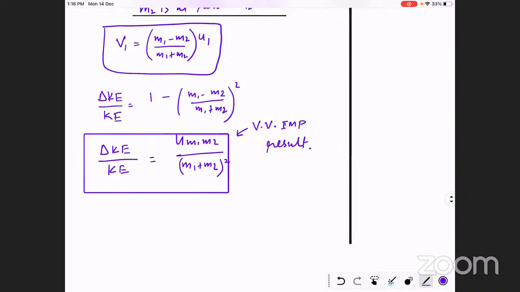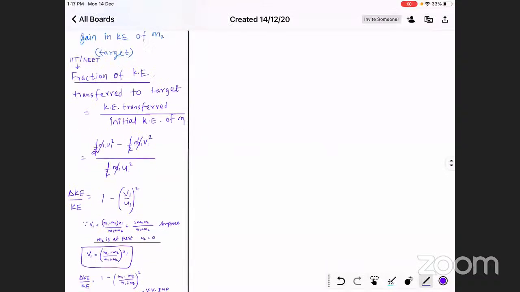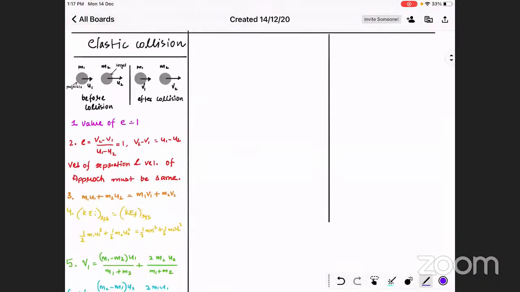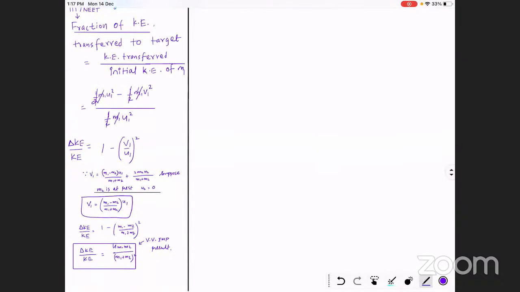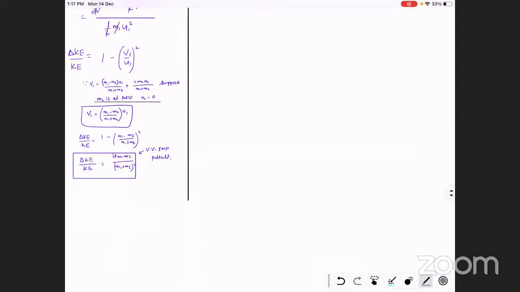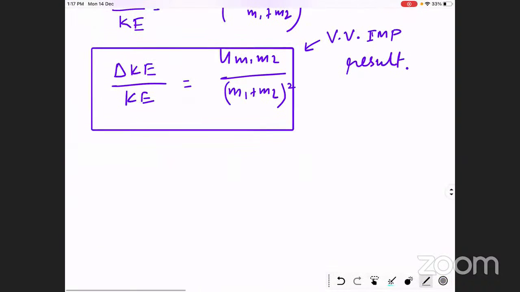Understood, everyone? Okay. But if I am your teacher, I will not ask this. If I am your teacher, I will ask the fraction of kinetic energy retained by m1. But what we are learning is the fraction of kinetic energy transferred to the target. But what will I ask? Repeat my question. What will I ask?